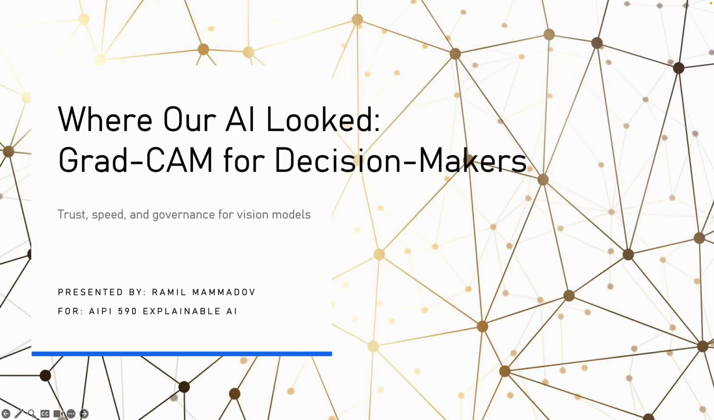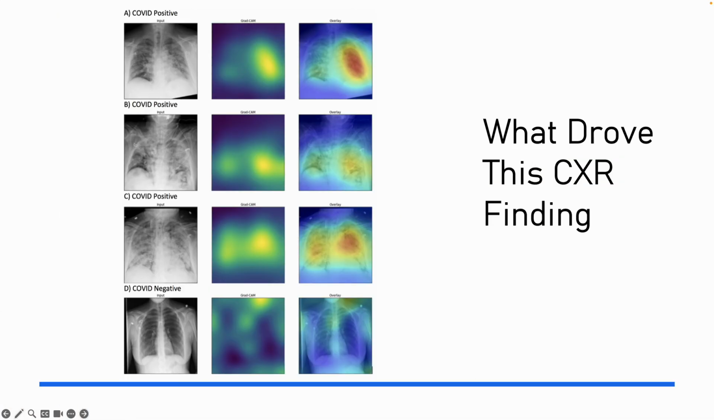Today I'm going to show a very simple way to see where our AI looked when it flags an image. It's called Grad-CAM. This helps us build trust with clinicians, move with speed when something looks off, and improve governance because we can save the explanation with the case. Let's start with a quick visual of what this looks like on a chest X-ray.